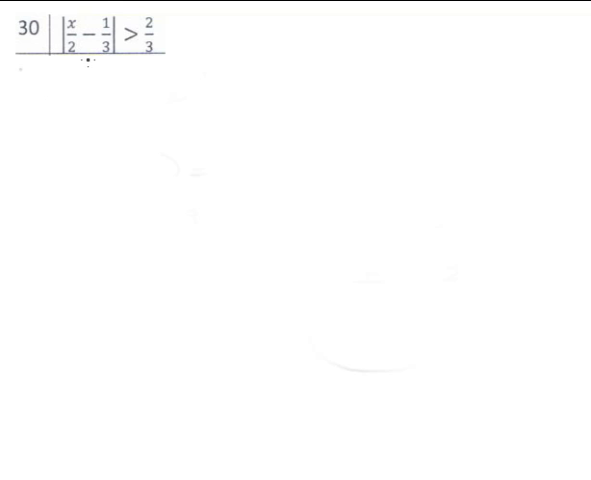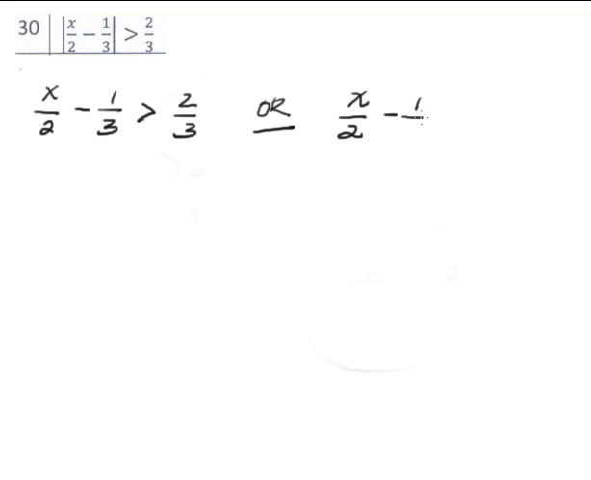Question 30 is similar to the previous question. We have the absolute value of an expression greater than a number. So again, this translates into two inequalities with an or in between. Either x over 2 minus 1/3 is greater than 2/3, or x over 2 minus 1/3 is less than minus 2/3.